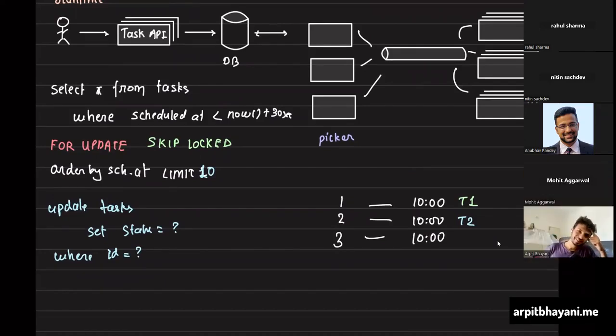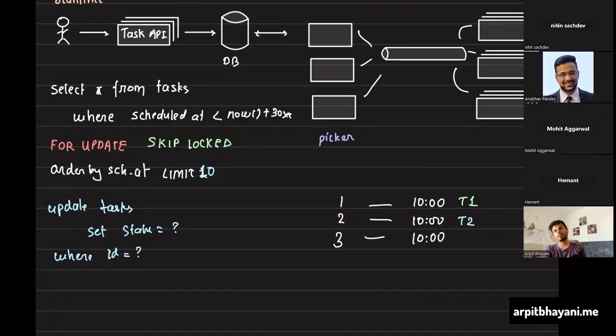But think on those lines now. How would you build observability on this system so that you know that you are not breaching an SLA? That's important. I need to think about this. Okay, fine. Nitin?